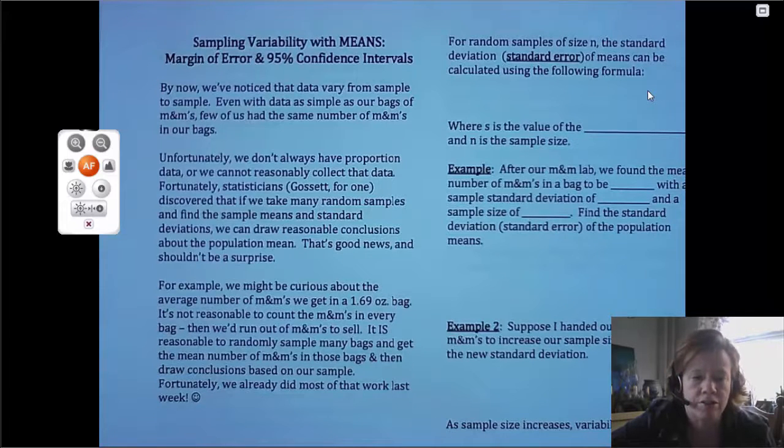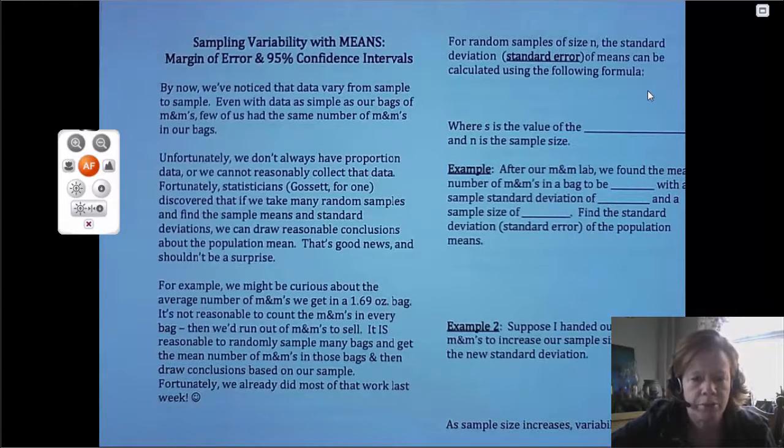Fortunately, statisticians like Gossett discovered that if we take many random samples and find the sample means and standard deviations, we can draw reasonable conclusions about the population mean. That's good news, and it shouldn't be a surprise. So yesterday we had proportion information. Tonight we'll have information about means.